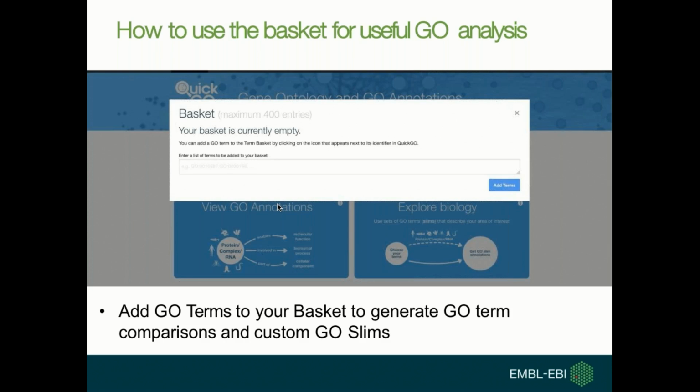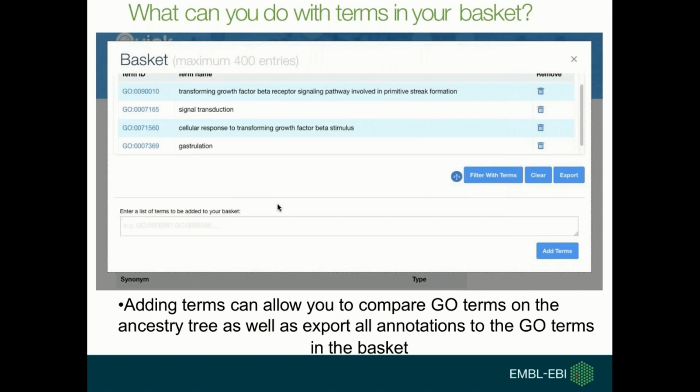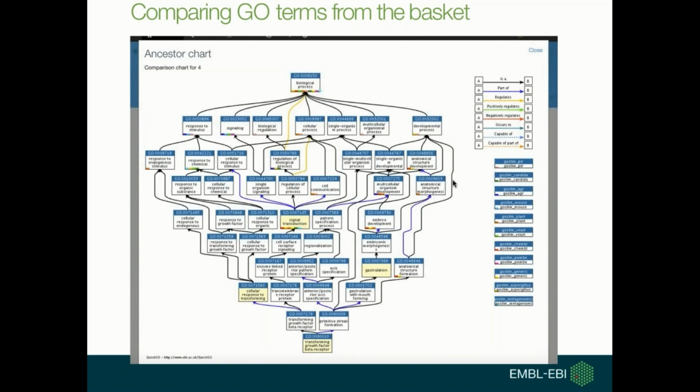And when you add them in, so in this case, I added 4 random ones in here, it gives you several options. You can filter the annotation set with those terms. You can export those terms to a new file. Or you can continue adding. Or if you click on this little button here, that's the ancestry tree. It allows you to actually compare those GO terms to see how they relate to one another. And we see in particular that these GO terms are related to one another, but through different relationships in the ancestry tree.